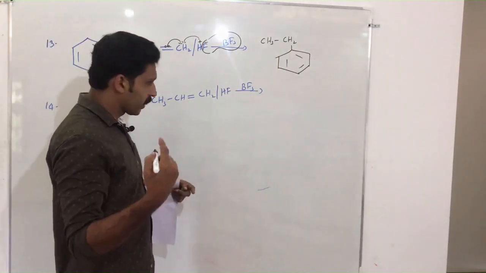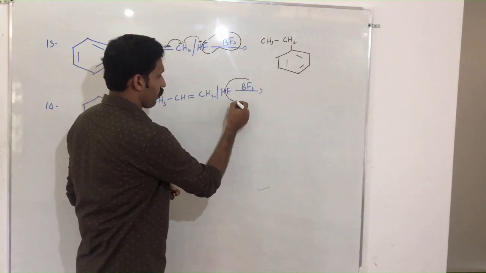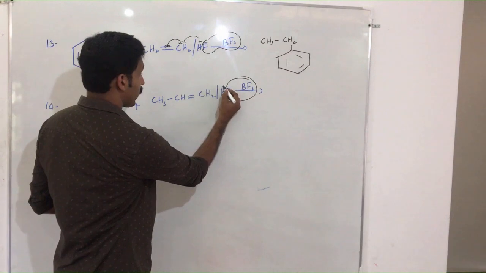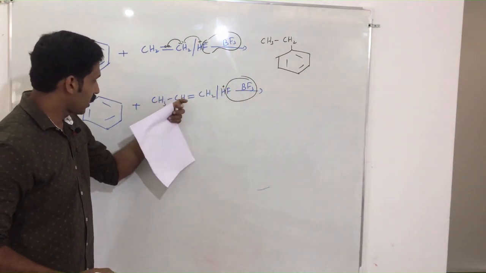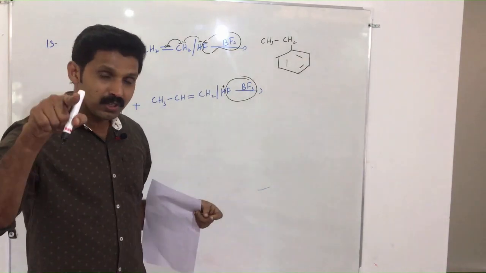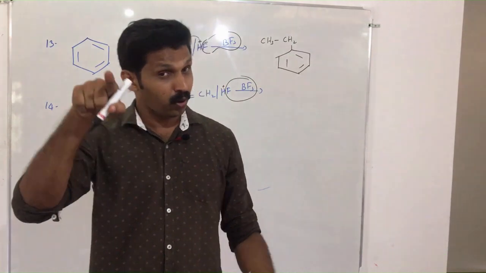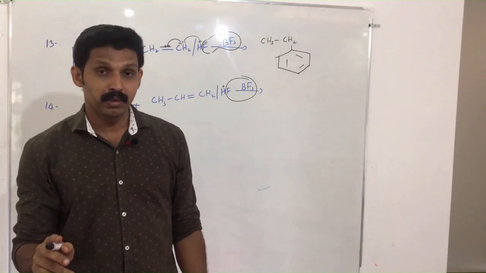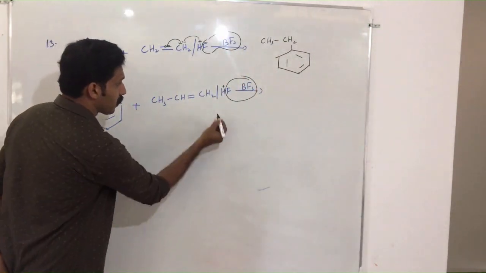Now look at this question. Here again the same mechanism happens. BF3 abstracts F minus, you will get BF4 minus and H plus will be created. That H plus goes to this molecule, CH3CH=CH2. In which position the hydrogen should go is decided according to Markovnikov's rule. According to Markovnikov's rule, the H plus should go to the carbon carrying the higher number of hydrogens. That means H plus should go to here.